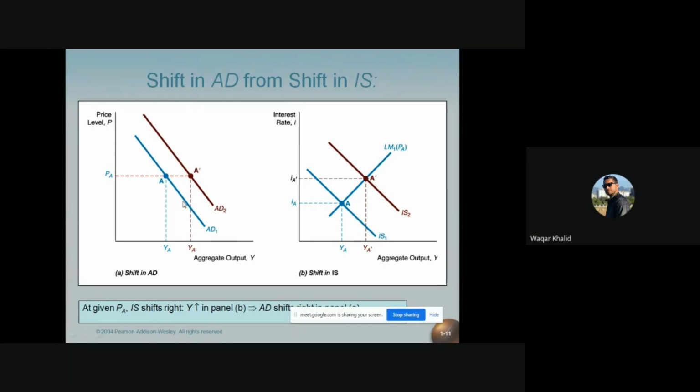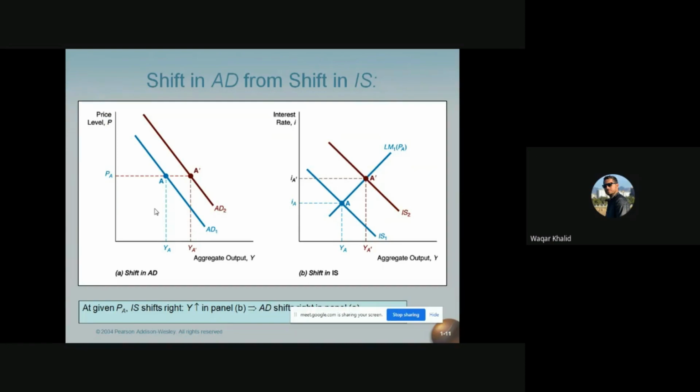This rise in equilibrium output is shown as a movement from point A to point A dash, and the aggregate demand curve shifts to the right from AD1 to AD2. What is the conclusion? Very simply, any factor that shifts the IS curve shifts the aggregate demand curve in the same direction. Let me repeat again.